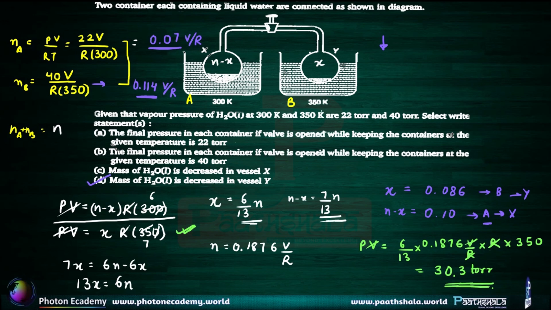So none of the given statements about pressure would be correct, because the final pressure in each of the containers would be 30.3 torr due to mixing. So the only correct answer will be option D.